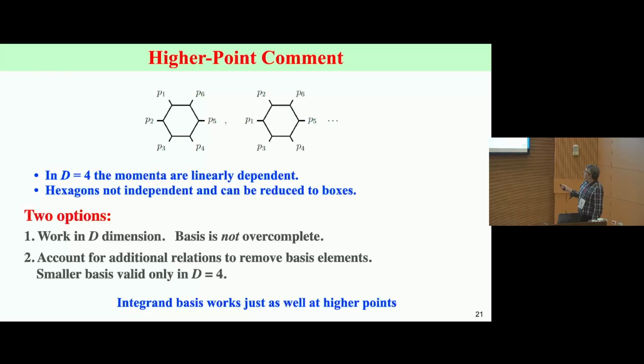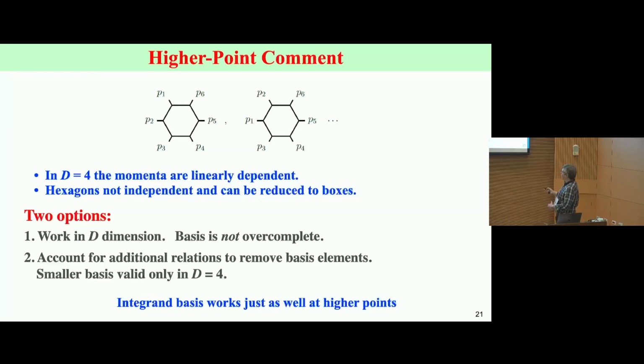Maybe a comment about higher points. Those of you who know about one loop will know that a hexagon integral, let's say you try to go to higher points, you know that this can be reduced to boxes. So you know that if you try putting this in a basis and you're in 4 dimensions, then maybe there's some over-completeness because there's relations between these, so maybe you shouldn't consider these things as independent. Well, there's 2 options. One is you can work in D dimensions and then only go to 4 dimensions at the end. That will be a basis, and the basis will not be over-complete.